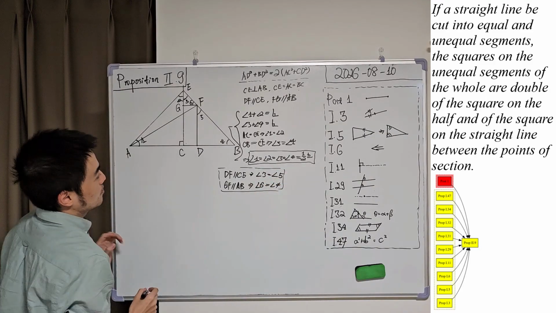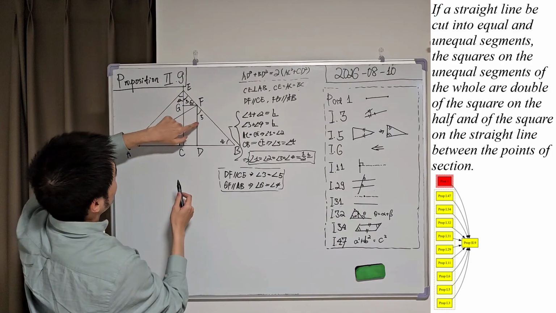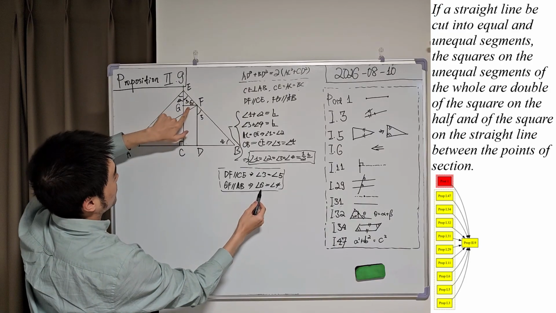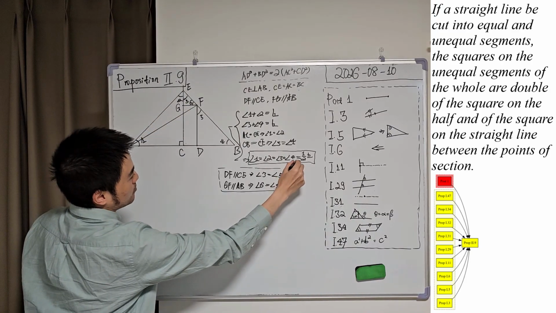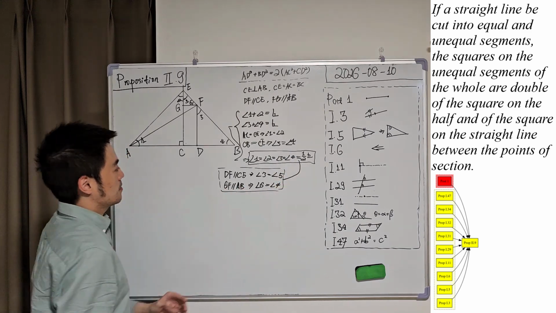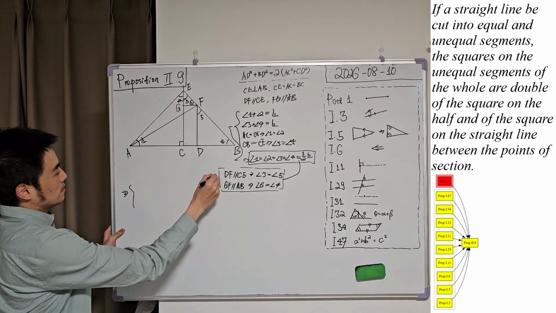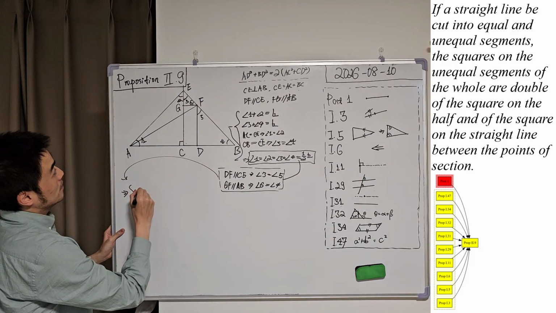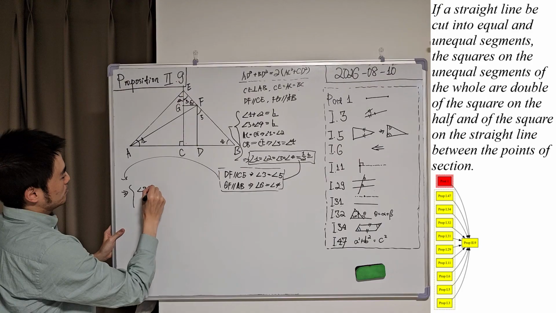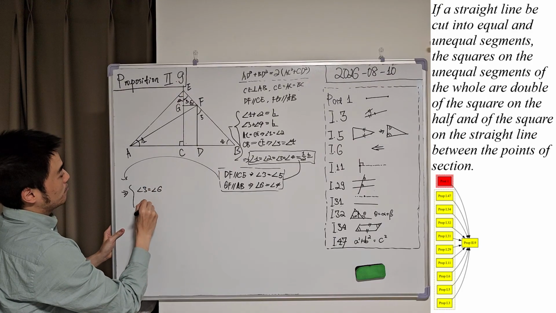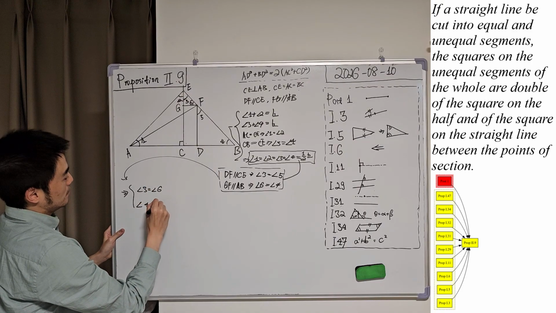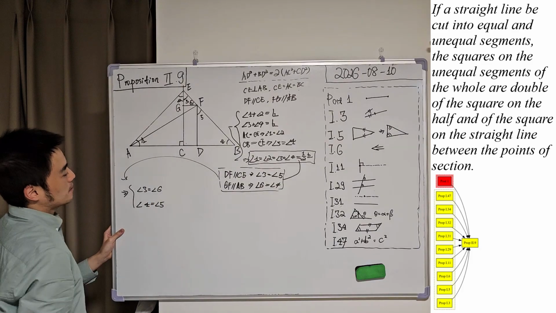Okay, so angle 3 equals angle 5 and angle 6 equals angle 4. And if we combine these two conclusions together, we can imply that angle 3 equals angle 6 and angle 4 equals angle 5, correct?